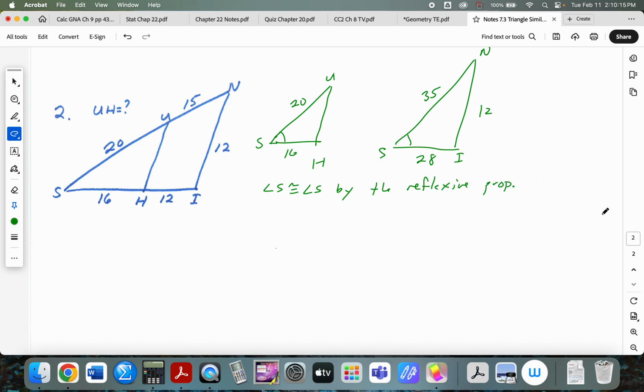This next part is the easiest one to write incorrectly, or students write it incorrectly more often than I would like. So we need to see if the sides around angle S are proportional, not congruent. So SU to SN is equal to 20/35, both of which are divisible by 5, and that's 4:7.